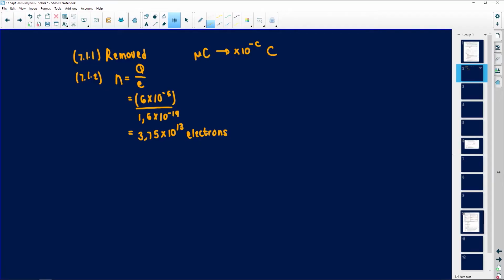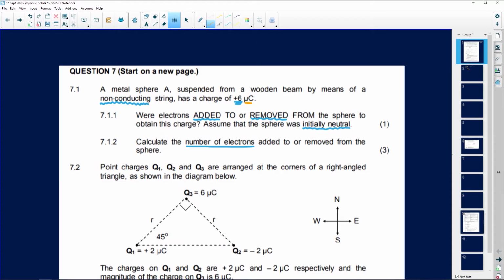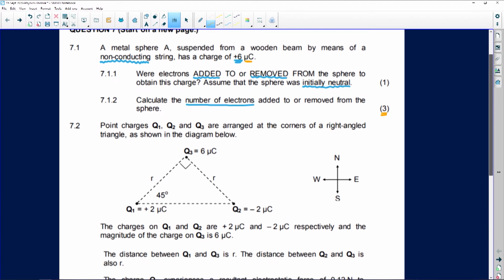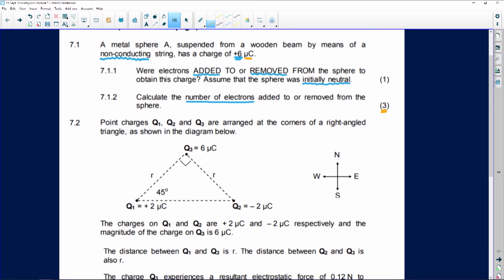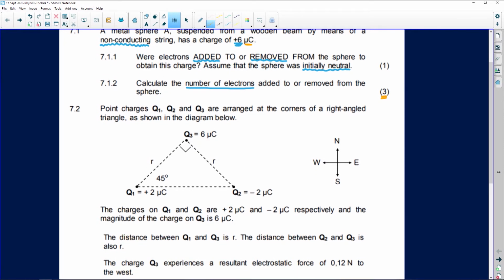So now we've calculated the number of electrons there, and that was for 3 marks. So that was an easy 3 marks, but you have to know this from grade 10. So 7.2, we've got point charges, which is Q1, Q2, and Q3.